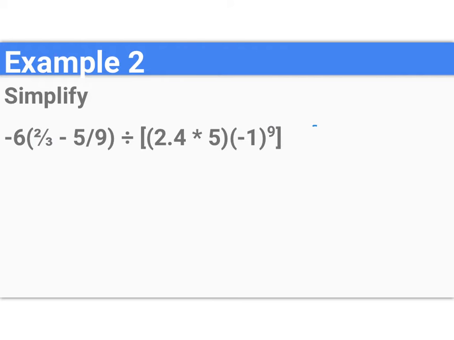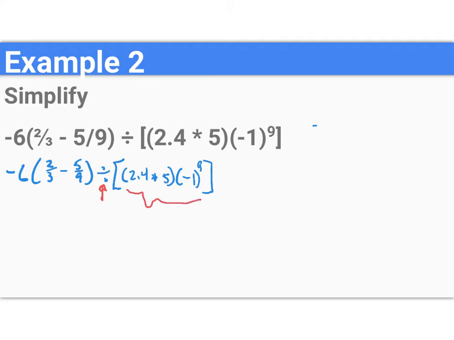All right, let's look at our next example. Negative 6 2/3 minus 5/9 divided by bracket 2.4 times 5 times negative 1 to the 9th power. Now this looks very complicated. Remember, this division symbol is a grouping. So what you're going to do is you're going to do all of this first or separately from the top. So we're going to handle them in 2 parts.